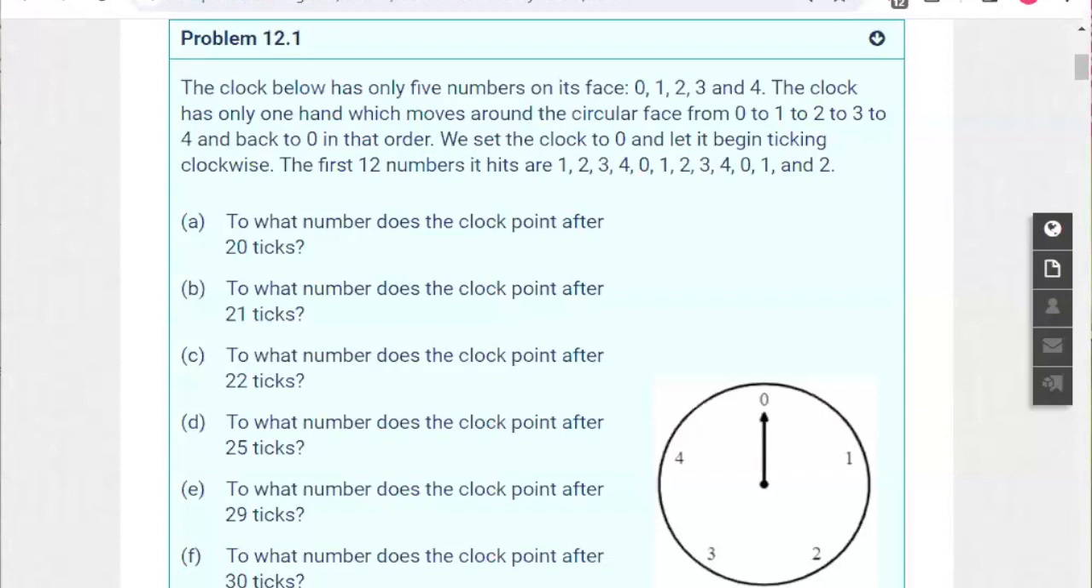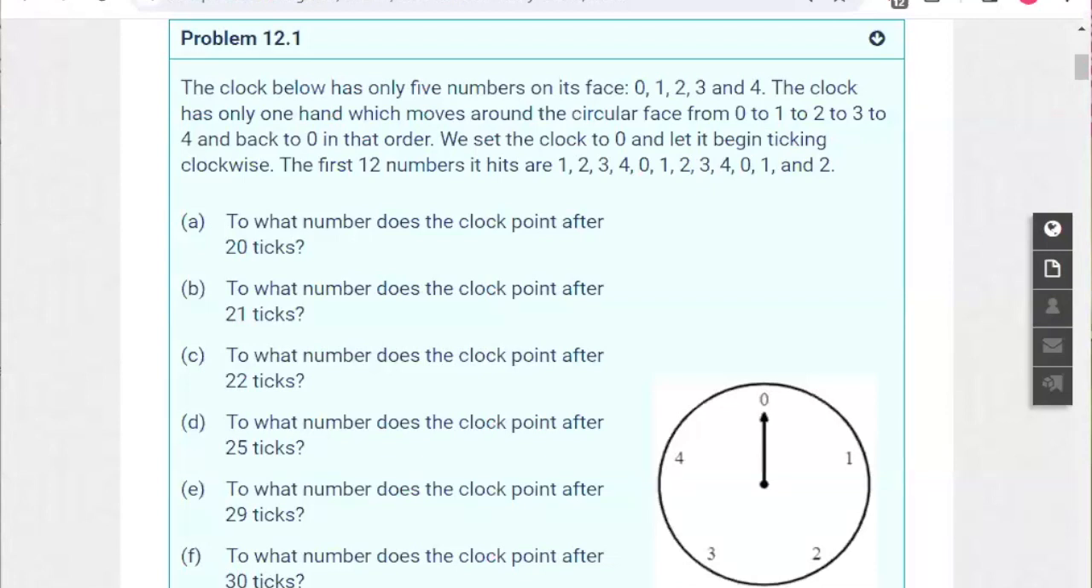E. Sophia. What does E say? 29, right? Point after 29 ticks. Now, 29 is not in our columns anymore. We could extend our column, but what happens if they're asking us for the 500th tick? So we want to be able to do this without doing that, yes? So how do you do it? 29 divided by 5 gets you 5 remainder 4. So what do you know now? It's in the fourth column. Very nice.